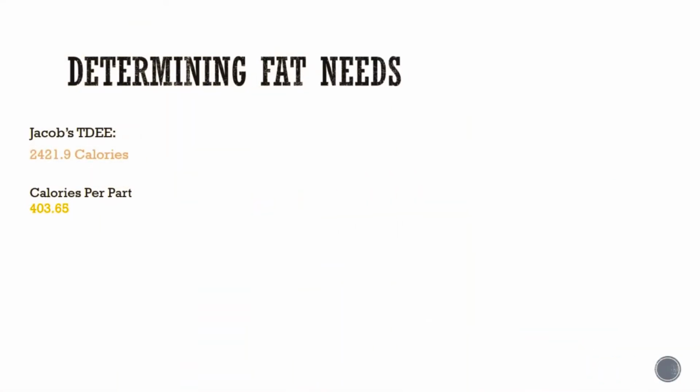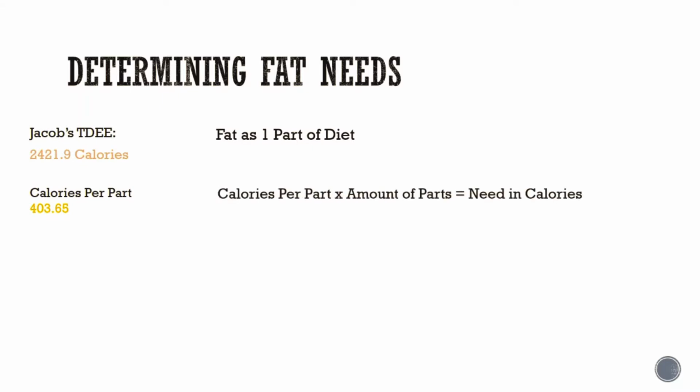Now that we know why, time to find out how much. Fat is going to be only one part of my diet. Multiplying the calories per part by 1 will get you the same amount of calories from fat I need. Here's my example.